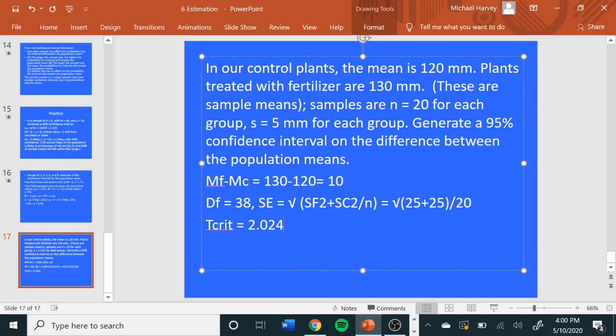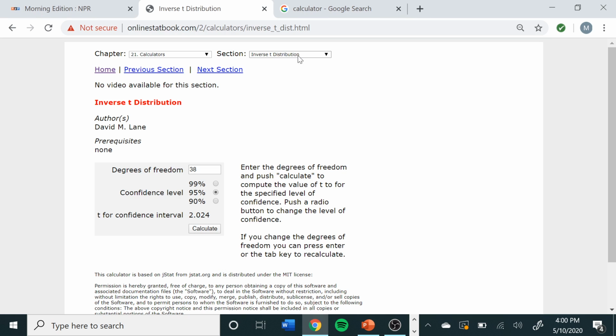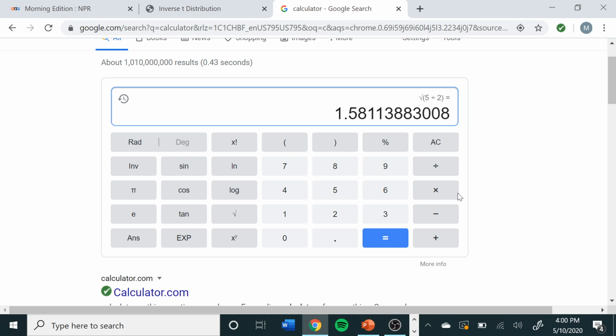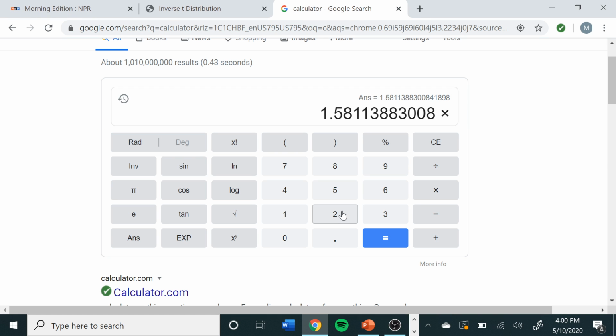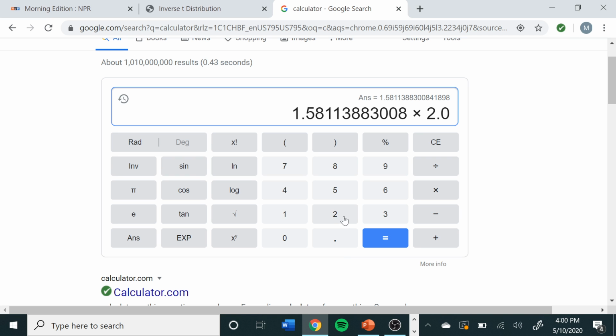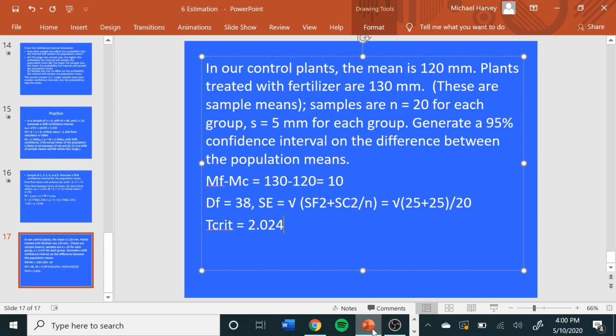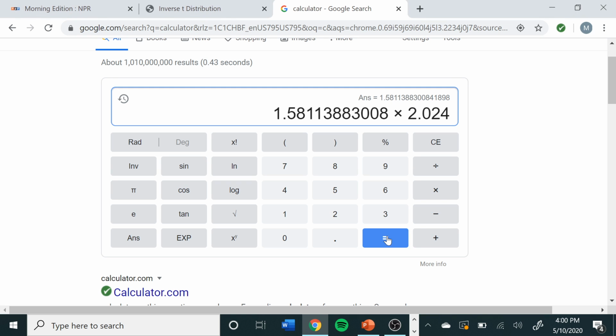So to save time entering numbers, now that we've already found that, I can just multiply it by this. So I'm going to go back over here and multiply it by 2.024, I think it was. Hope that's right. Let me make sure. Yeah, that's right. Okay, so this is what's going to change.